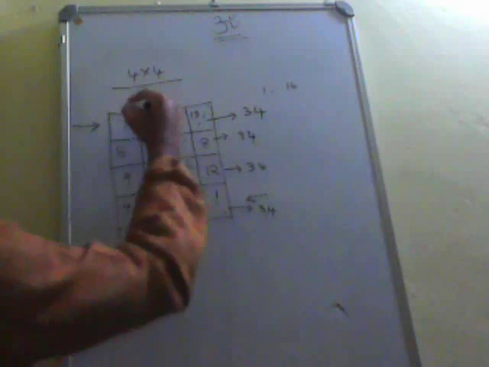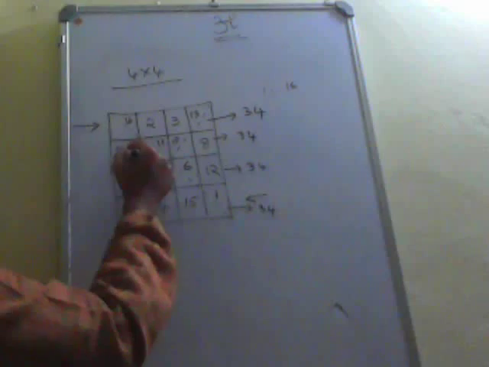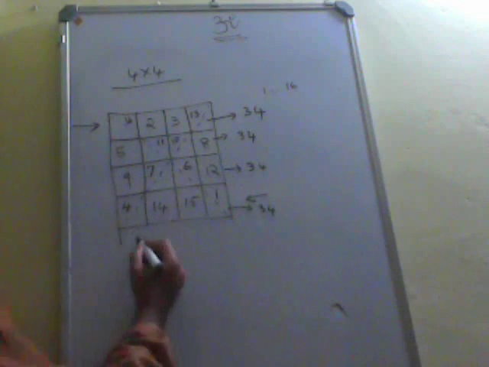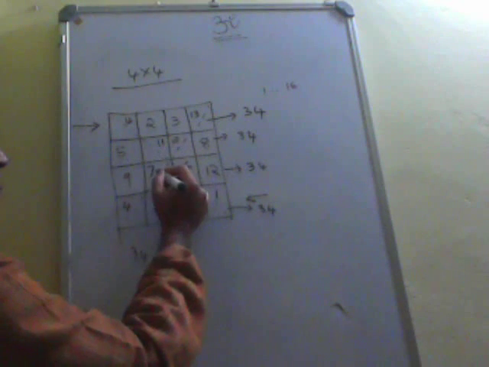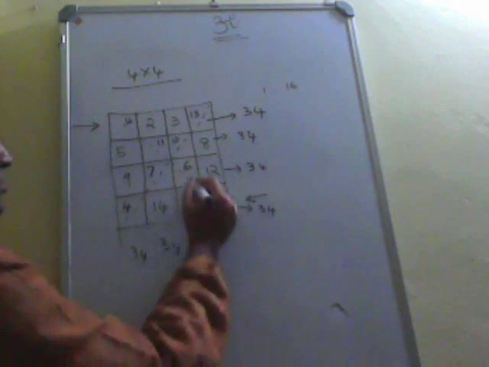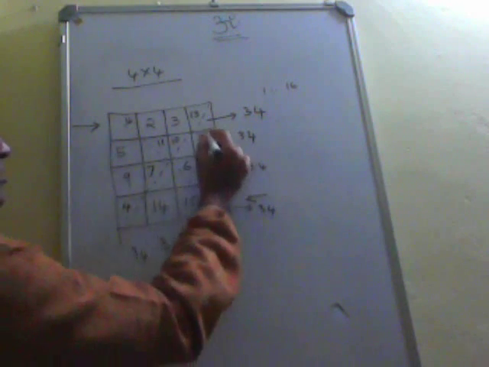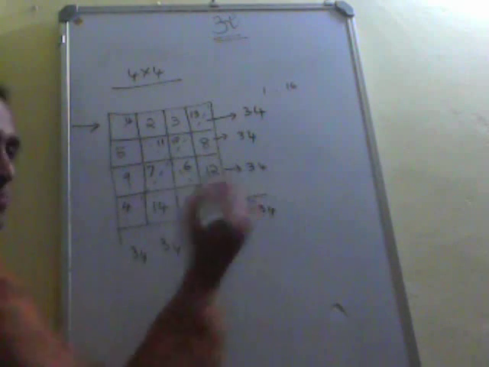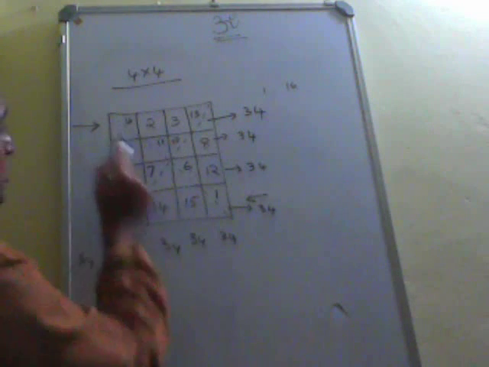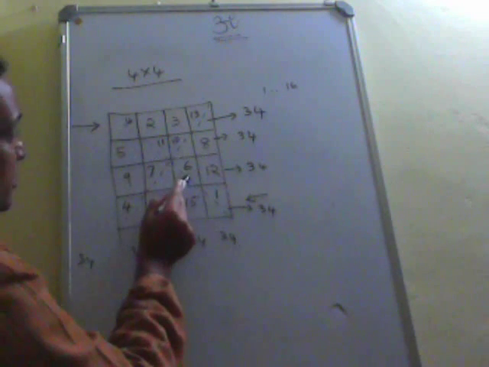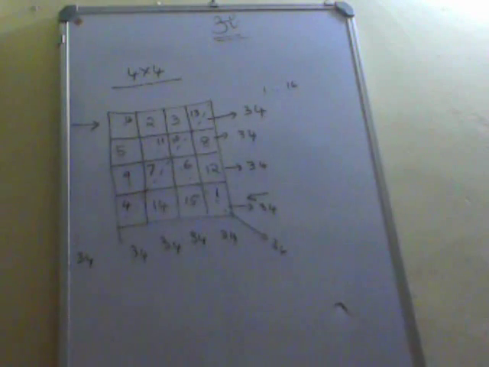Then you count here. 16 plus 5, 21, 30, 34. 2 plus 11, 13, plus 7, 20, 34. 3 plus 6, then 21, 30, 1, 34. 13, 26, 34. Okay. Then the diagonal. 16, 26, 27, 33, 34. So this diagonal is also 34. So it is like this.